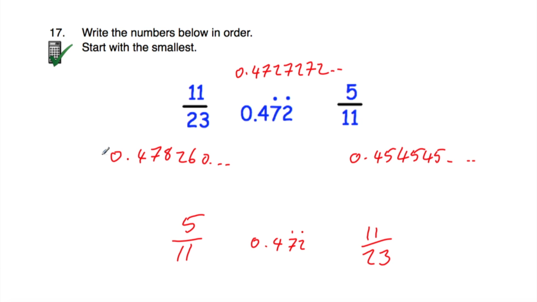And that's it. So writing the numbers in order from smallest to largest would be 5/11ths, 0.472 with the 72 recurring, and 11/23. And that's it.